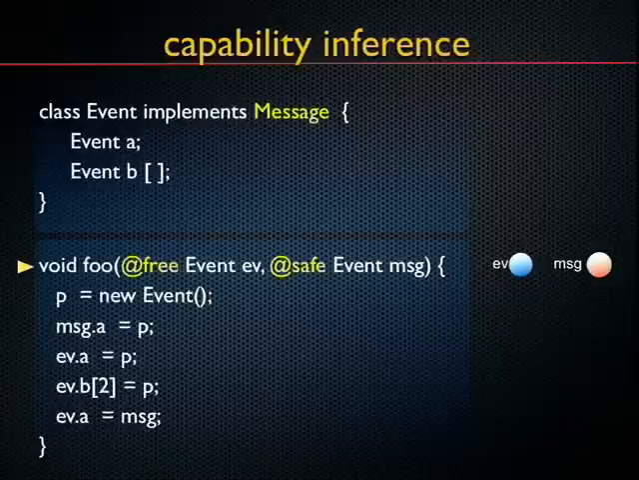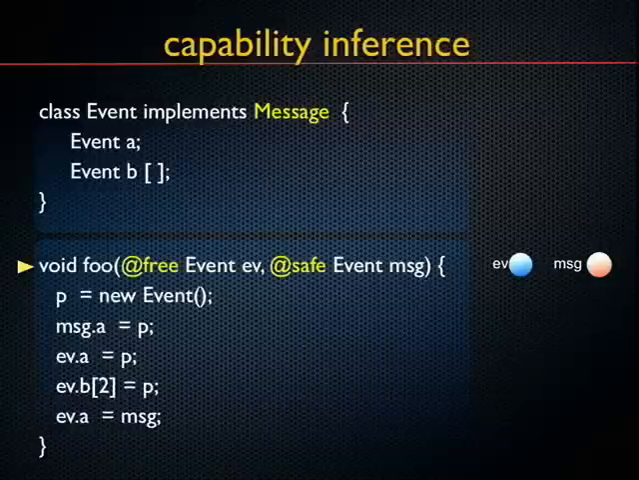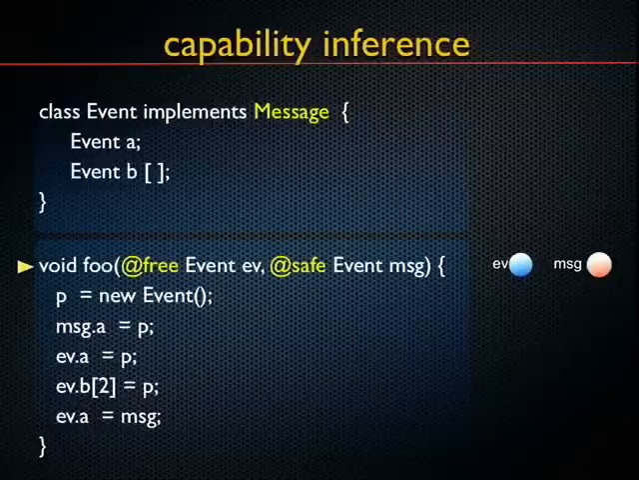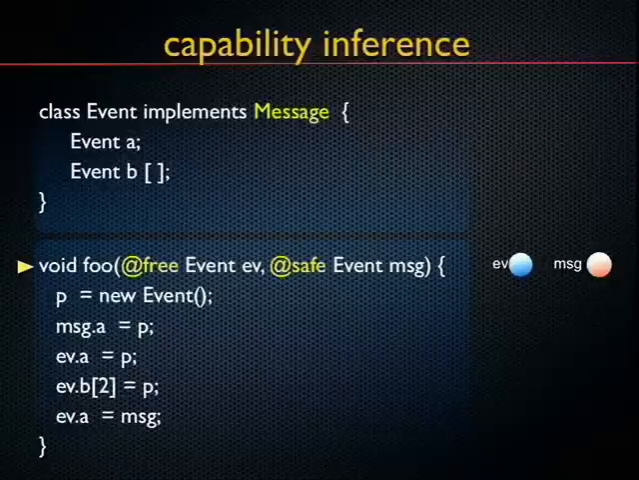Foo says that I promise to treat message as safe, and I promise to treat EV as free. Essentially, what foo is telling its caller is that whatever I want to do, I can do with EV. And I promise not to touch message. I don't promise not to leak it. I promise not to structurally modify it. That's all. So to begin with, these are the capabilities I know of.